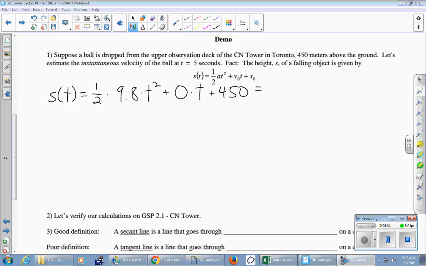Equals. And now we'll just crunch some numbers. Half of 9.8 is 4.9 t squared plus 450. So there's our formula. It tells us the height of this object as a function of time.